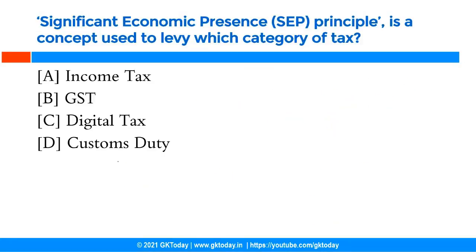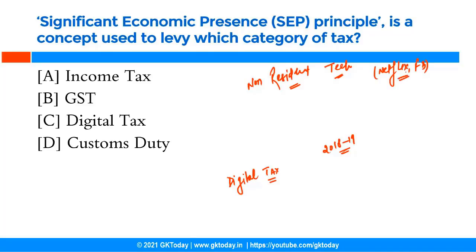Significant economic presence principle is a concept used to levy which category of tax? So it is related to digital tax, and this principle was introduced in Finance Bill of 2018-19. Now please note that recently India notified threshold limits for non-resident tech companies. For example, Netflix, Facebook, Google, all these are non-resident technology companies. Now they will have to pay tax according to these threshold limits.